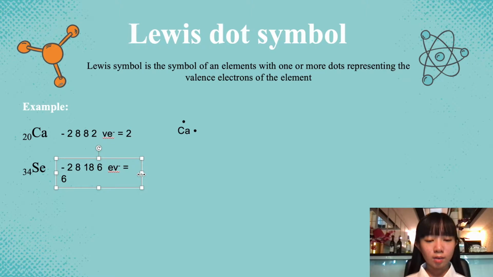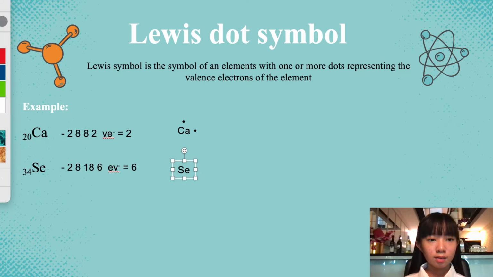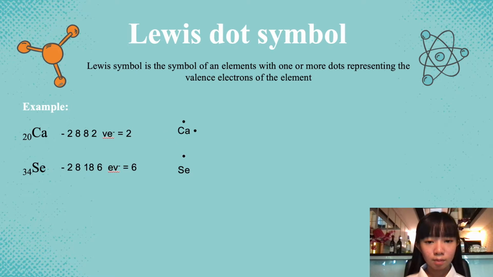Next, we will draw the Lewis dot symbol for selenium. We will write down first the atomic symbol. Next, we will draw the dots. We will draw 6 dots because selenium has 6 valence electrons. 1, 2, 3, 4. And we will go back to the first place. 5 and 6. So this is the Lewis dot symbol for selenium.